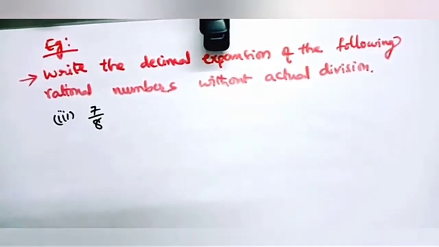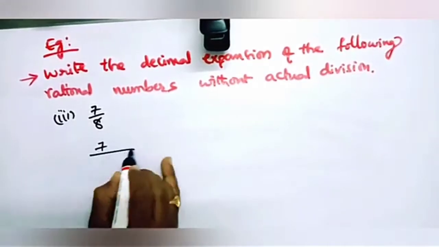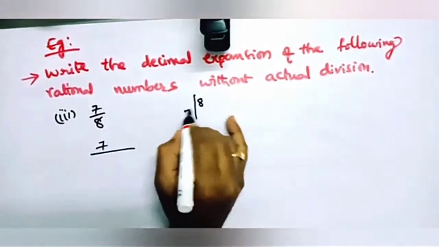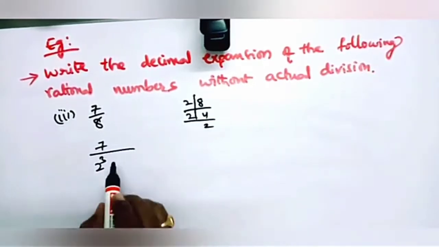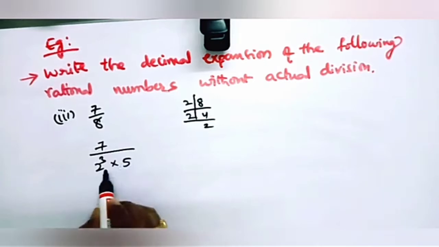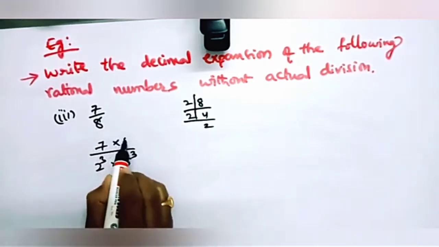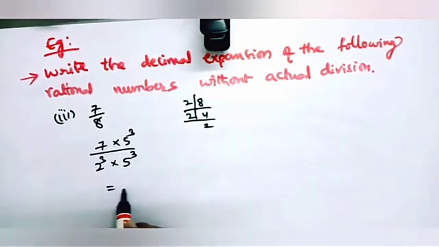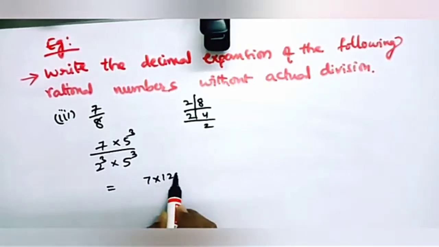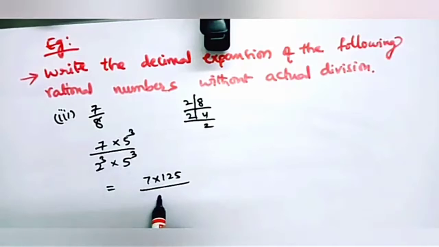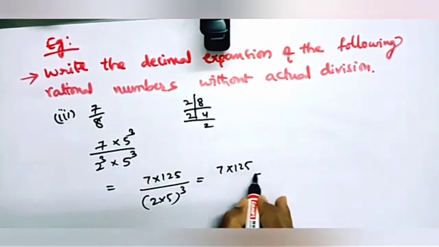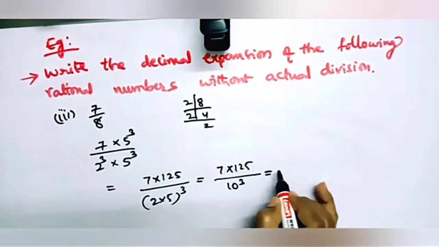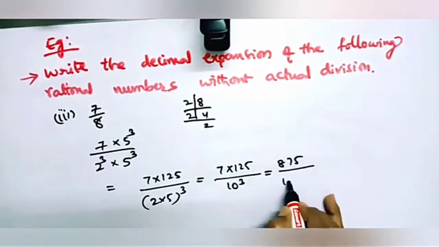Third one is 7 by 8. So 7 by 8 means, do the LCM: 2 times 4, then 2 times 2, so you should write 2 power cube. There, to get the 10 we need 5. So 5 power cube, you should multiply the numerator also by 5 power cube, that is equal to 7 into 125 by 2 into 5, that is, you should write 2 into 5 whole power cube, that is 7 into 125 by 10 power cube, that is equal to 875 by 1000.